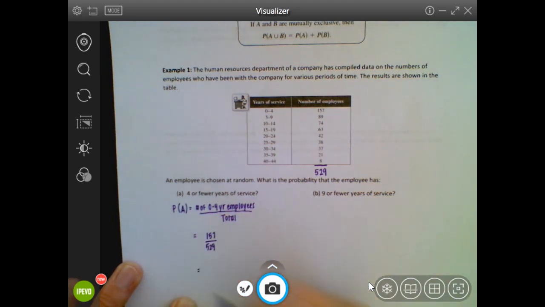So that's going to tell us our probability that an employee has 4 or fewer years of service would be about 0.297.